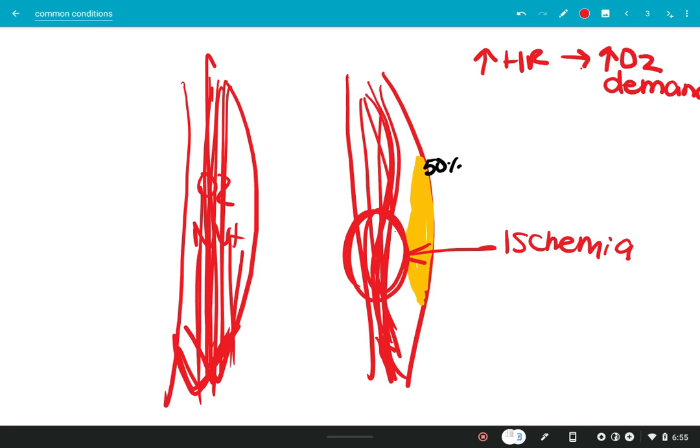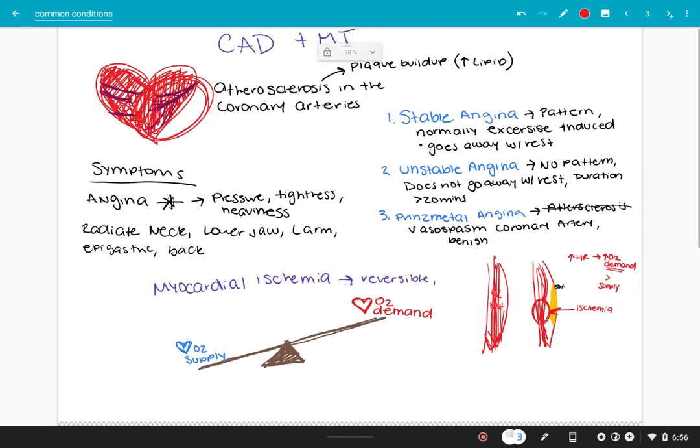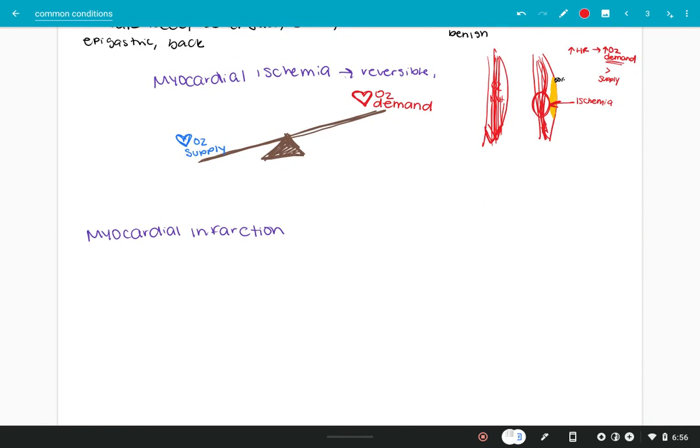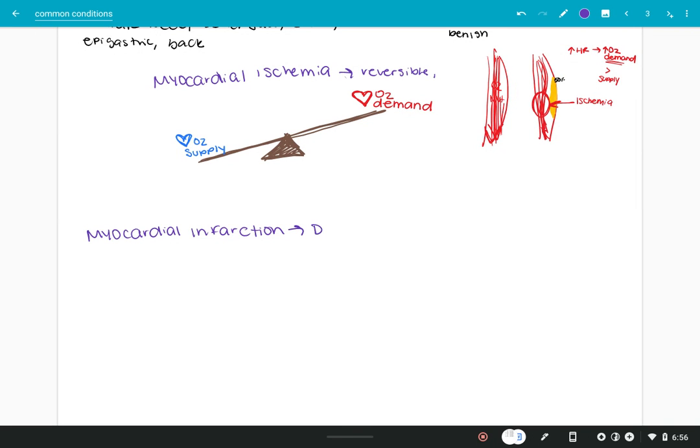Because my demand is greater than the supply, right? Because I'm not getting enough supply right here. There's not enough room. So that's what causes ischemia, right? And then infarction is irreversible damage to the myocardium.